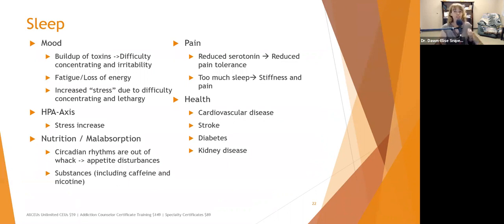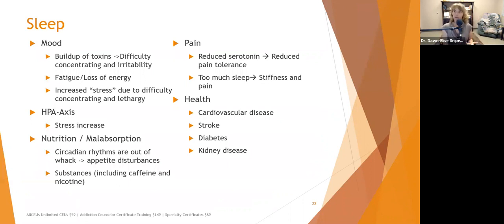Sleep can impact nutrition because when the circadian rhythms are out of whack, people tend to have appetite disturbances, and a lot of times they tend to gravitate towards comfort foods, which tend to be more highly processed and lower in nutrients. And when people are having problems sleeping, they may tend to overdo it on stimulants, which can impact their sleep at night, which can worsen the sleep problem, which can worsen their mood.